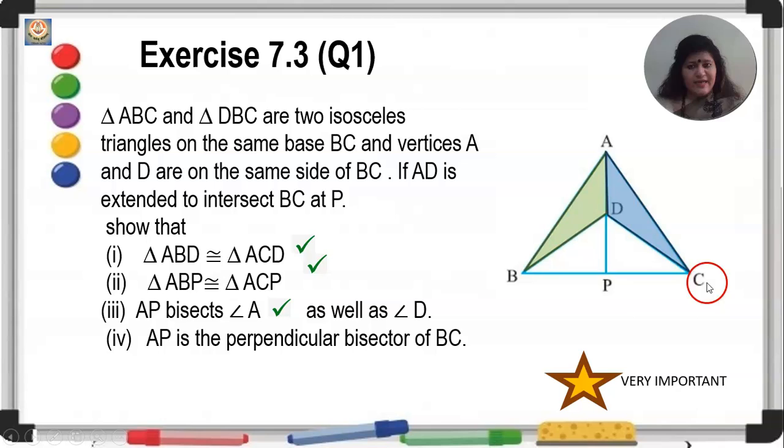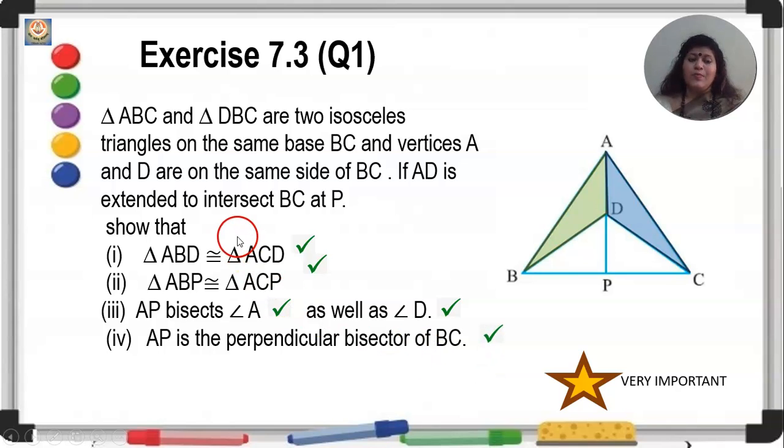And after doing that, there is one more triangle that you have to prove congruent. It is not mentioned out here. But until and unless you prove that triangle congruent, you will not be able to prove AP bisects angle D. So after proving that one specific triangle congruent, we will prove AP bisects angle D, and at the end, we will prove AP is a perpendicular bisector of BC.